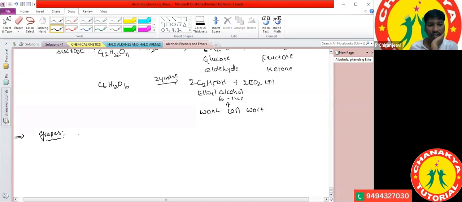In this one, first we are crushing the grapes. Grapes contain sucrose. What is the molecular formula of the sucrose? C12H22O11. C12H22O11 plus H2O.